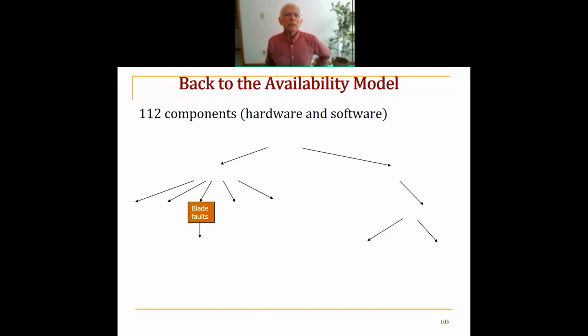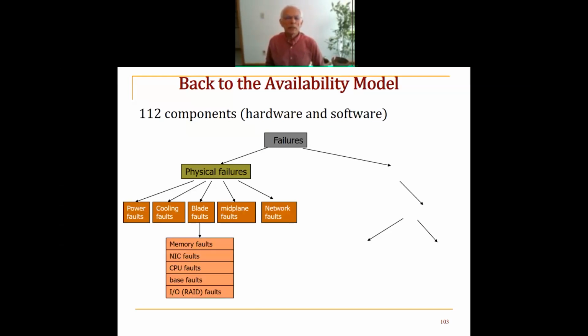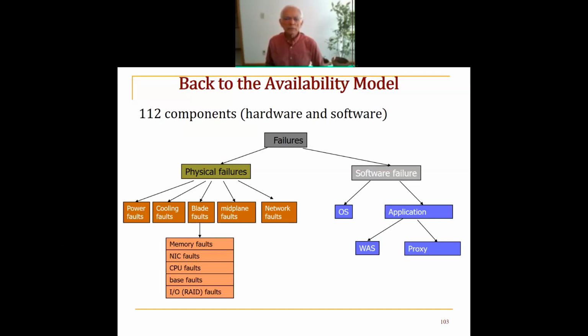So I asked them, first of all, there were 112 components I had counted, hardware and software, for this system. So if each component has only 2 states, up or down, which it is not, then the number of states will be 2 to the power 112. So I don't want to do that, or you don't want to do that, right? So I started by asking them, tell me what all things can fail. And on one side, I put the hardware failures, and on the other side, I put the software failures.